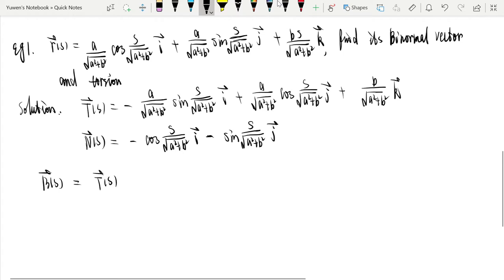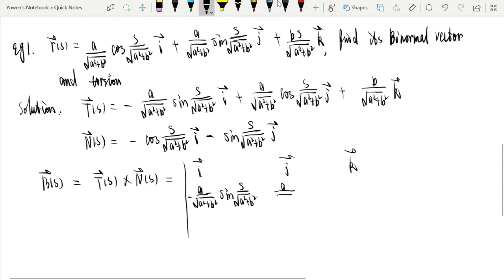So B_s, that is T_s cross N_s, that is the determinant of i, j, k. T_s is negative A over square root A squared plus B squared sine s, A over square root A squared plus B squared cosine s, and for k, that is B over square root A squared plus B squared. For the normal vector, it is negative cosine s, negative sine s, and zero.